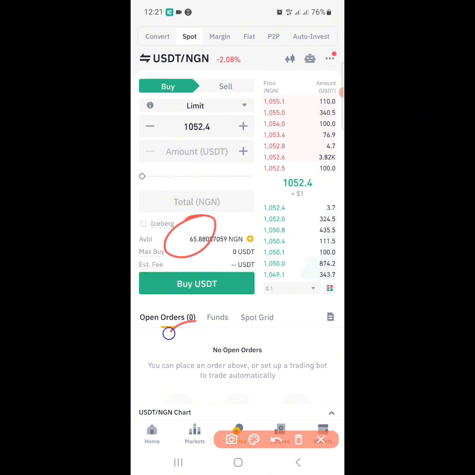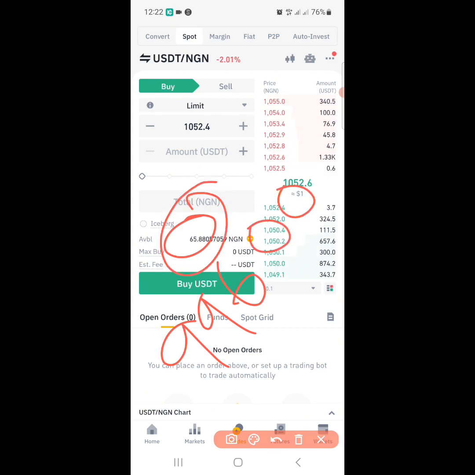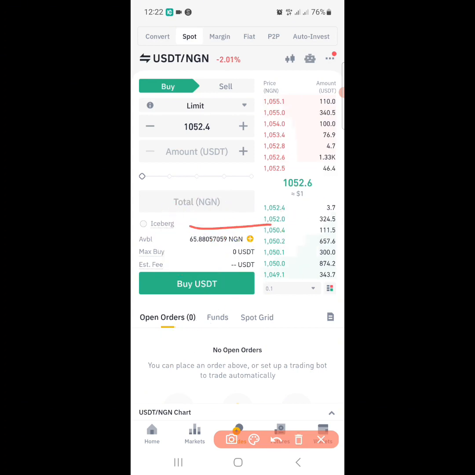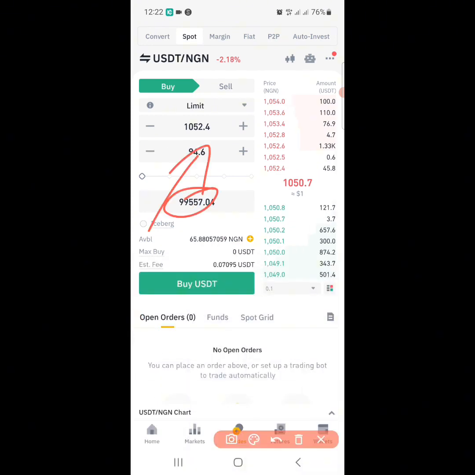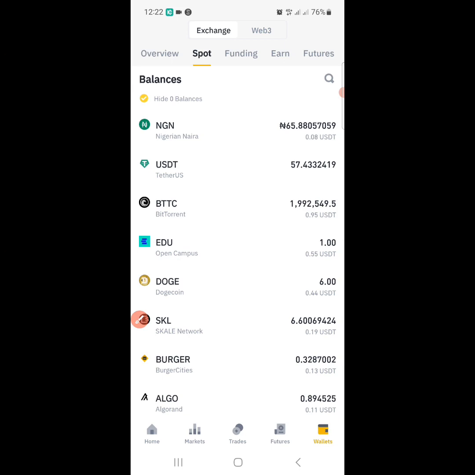Let's say I already made a recharge of 96,600 naira into my wallet already. So I'll be seeing it at this available balance. I just have to go ahead to enter the amount I want to buy. So I can just use the total amount I'm having. So you see the amount I'll be receiving. I'll be receiving this amount, 94.6 USDT. It will be credited into my wallet, it will be credited here.